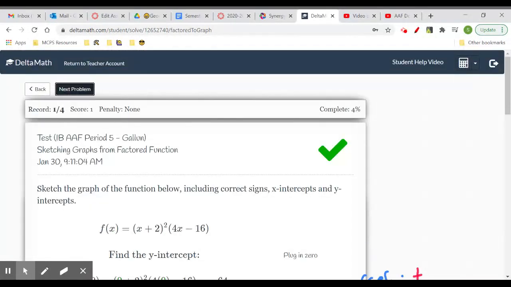So your goal is to get 4 of these correct. I would encourage more. These are great practice for what we expect in class.